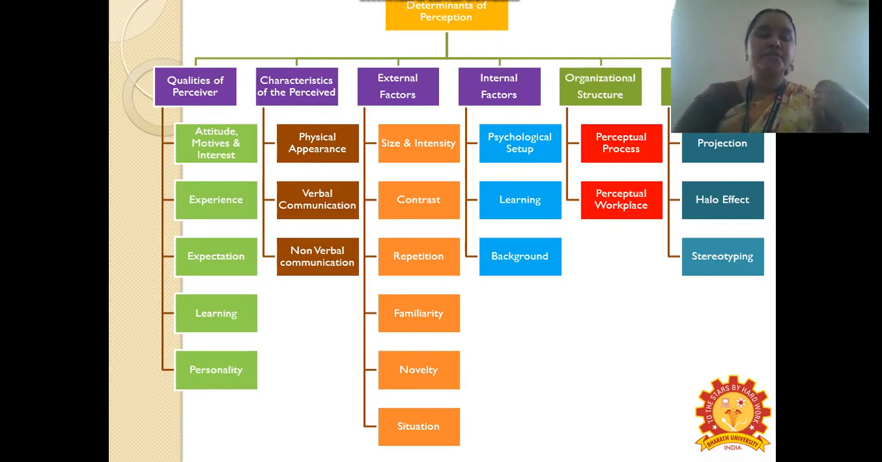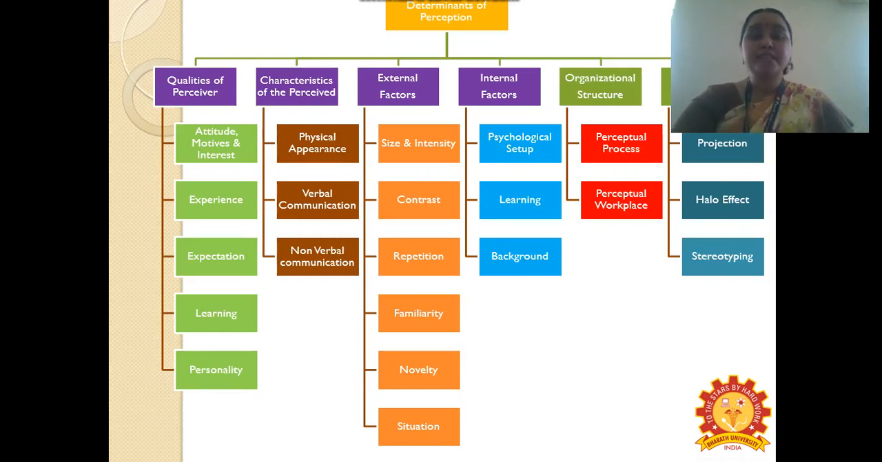Then repetition. What is repetition? Repeated actions or repeated stimuli will get more attention when compared to stimuli that are not being repeated. So the actions that keep on taking place from time to time will catch the perception of individuals, and those events or those actions that do not happen will lose the perception.